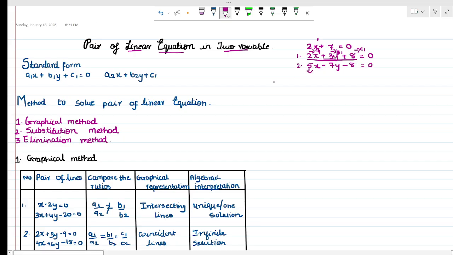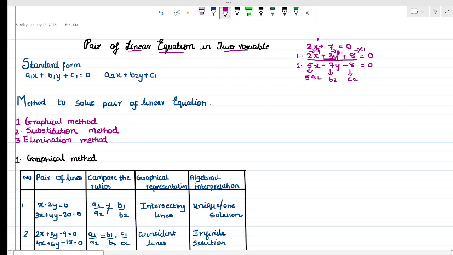In the same way, the standard form for the second equation is a2x plus b2y plus c2 equals 0. For the second equation, my 5 becomes my a2, minus 7 becomes my b2, and minus 8 becomes my c2. And this can also be written in this standard form.